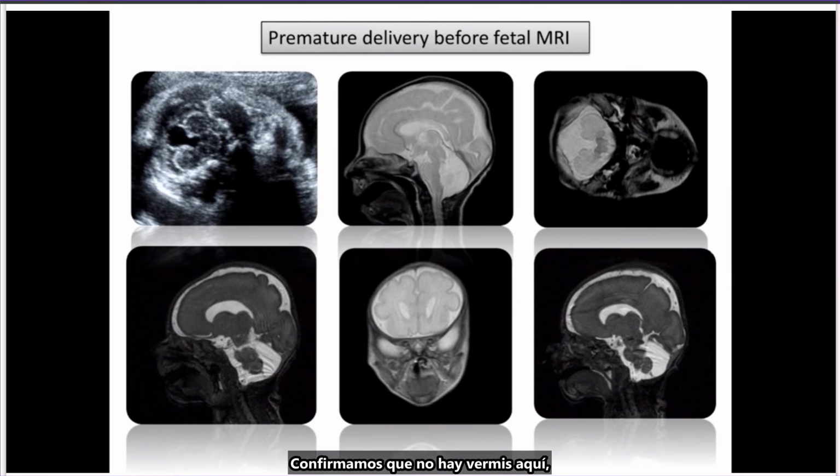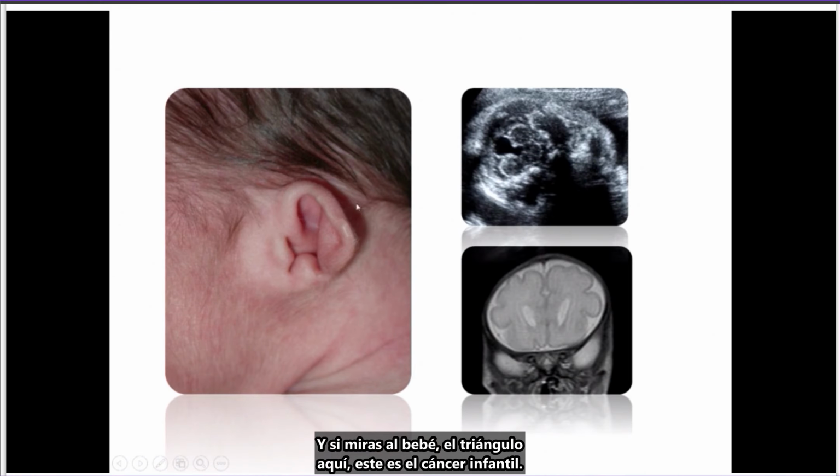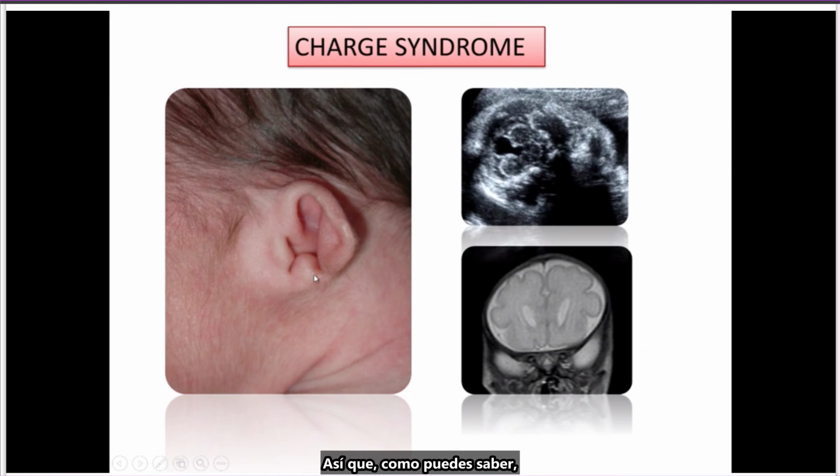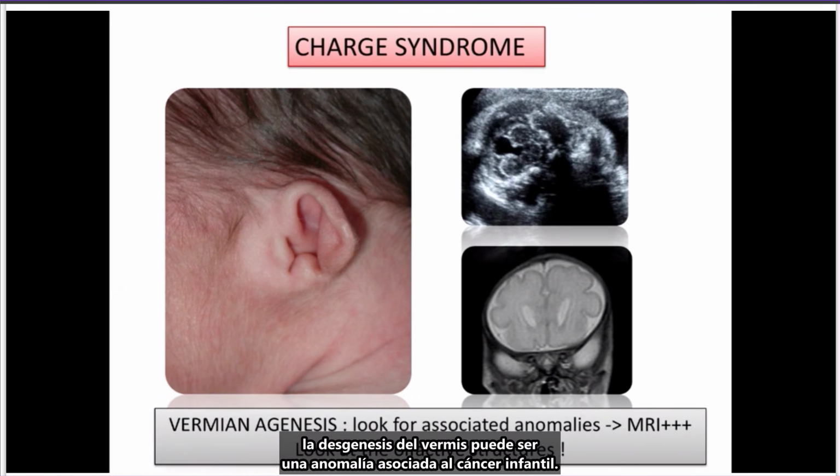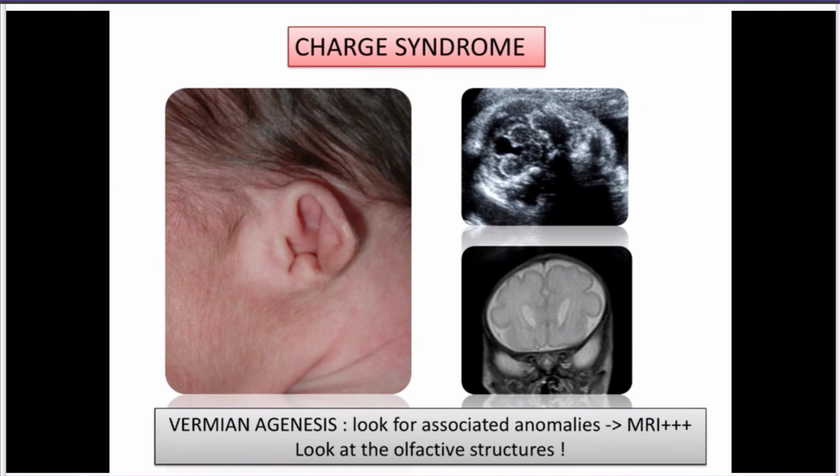We confirm there is no vermis here, but look at the midline. Here, the olfactory structure with the sulcus here, no sulcus here, and if you look at the baby, the triangle here, this is Joubert syndrome. So, as you may know, vermis agenesis can be an associated anomaly in Joubert syndrome, and look at this case for this kind of vermis agenesis and the olfactory structures.